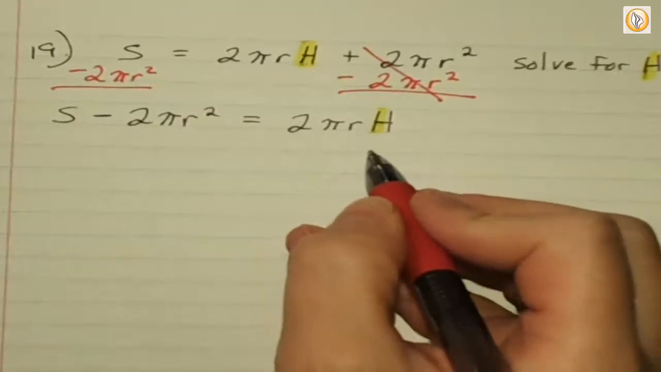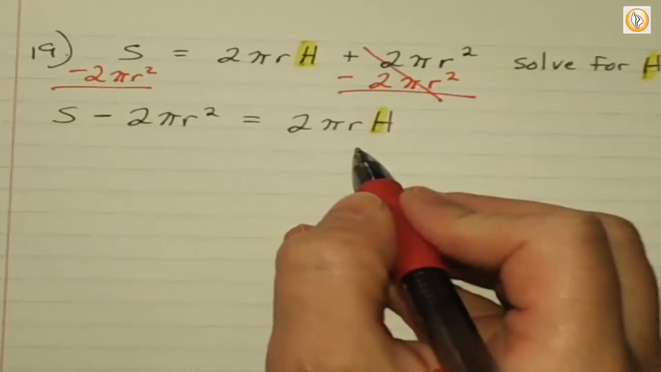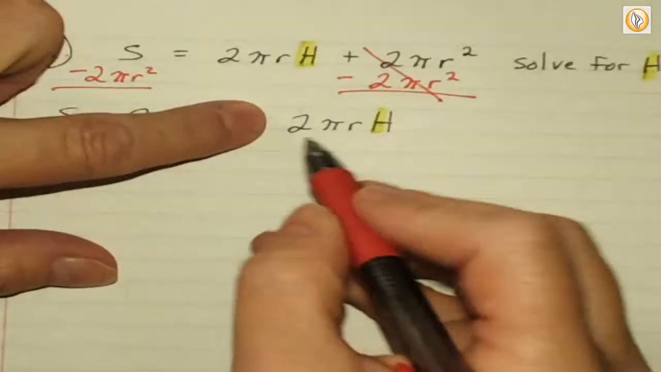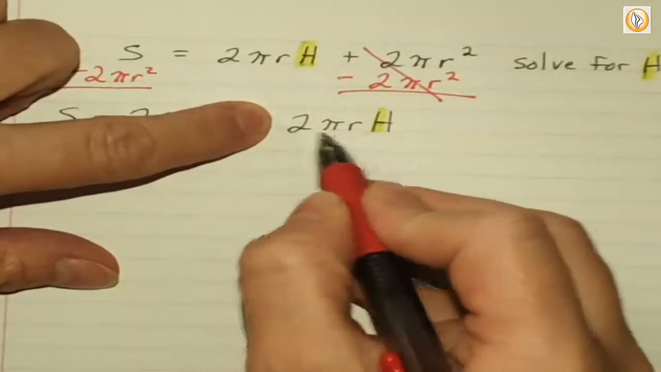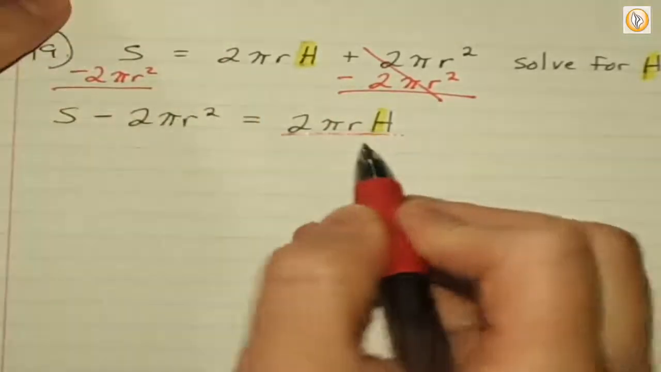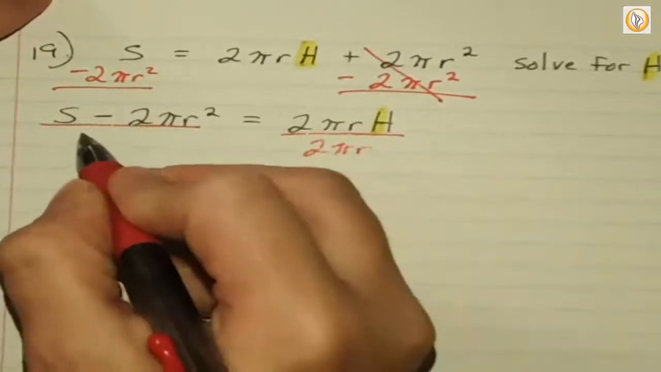Okay, so look here, guys. Cecilia, your eyes should be on the board unless you're copying this down. So we want to have H all by itself. Everything in this term is being multiplied. So if we want to get rid of part of it, we're going to divide everything by 2 pi r.